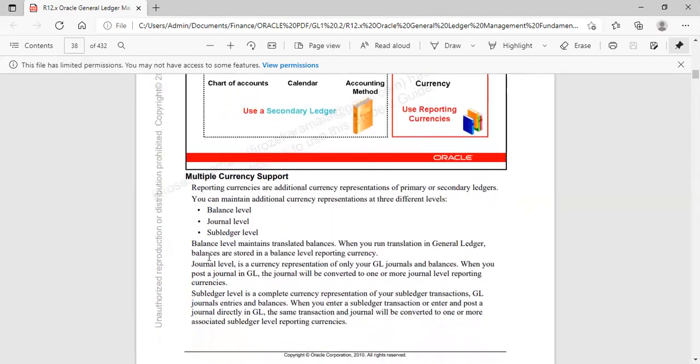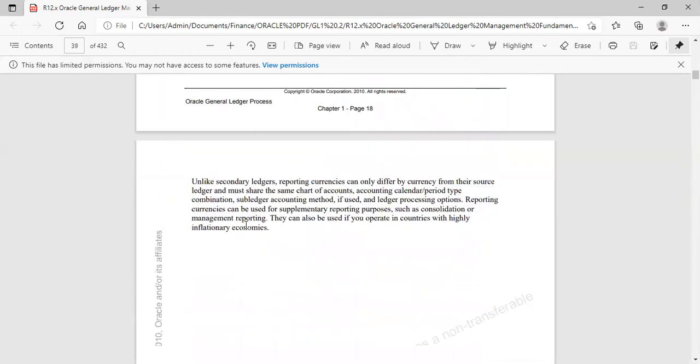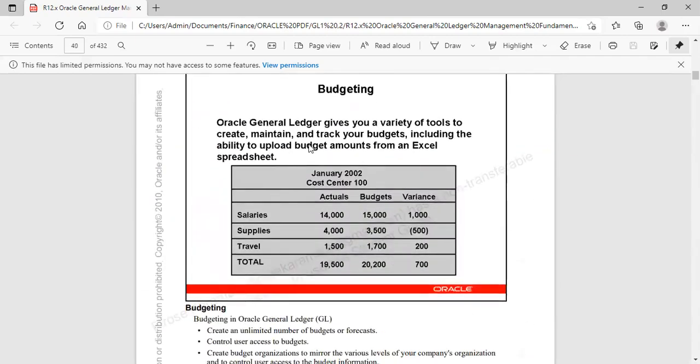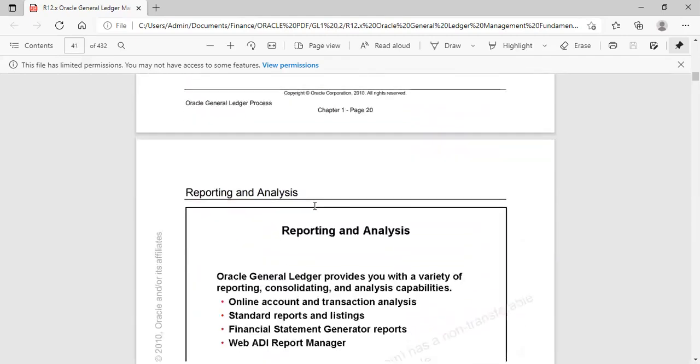Okay. These are all, we'll see how to configure in the primary ledger. Budgeting is there. Budgeting is very, very simple here.